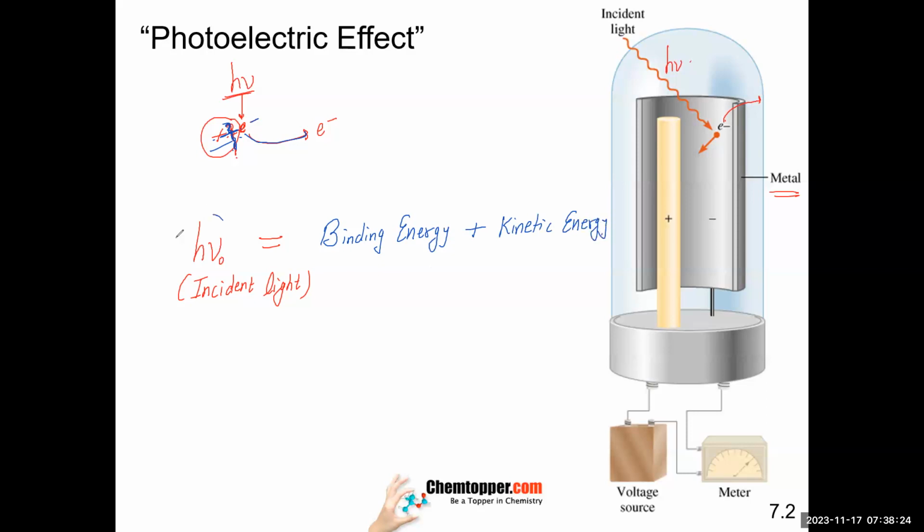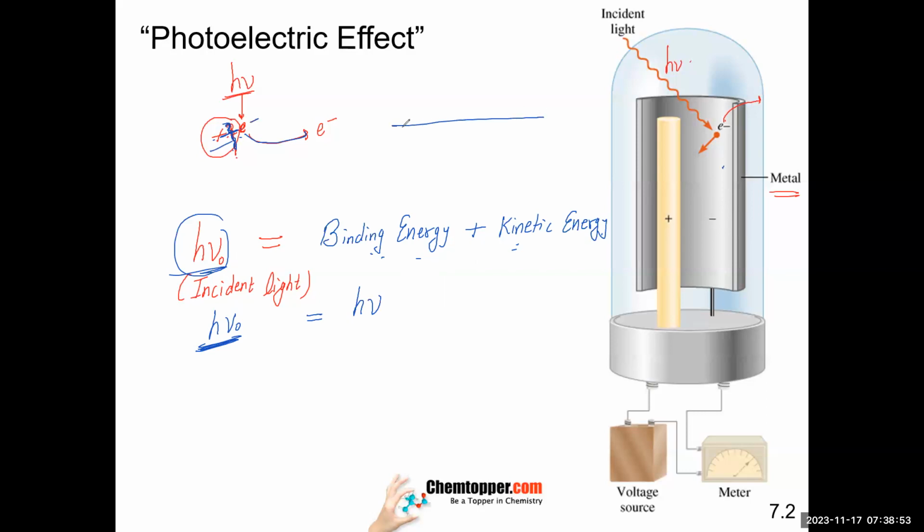So this photon is getting converted into two parts. The energy is used in two parts. One is binding energy, the other is kinetic energy. Binding energy you can also calculate as hν, as a photon only. Some part of the photon, this is the incident hν naught. This is the total, the one which is falling on this metal surface.